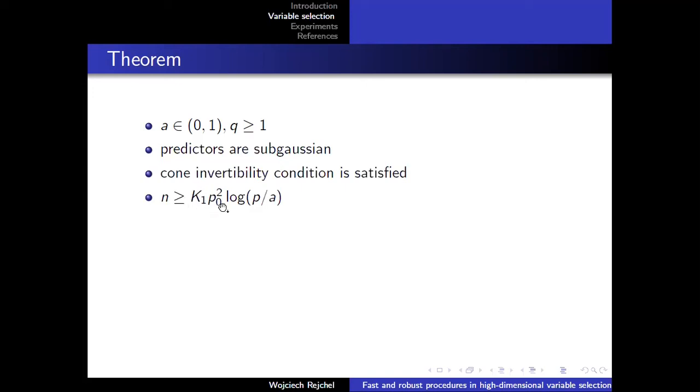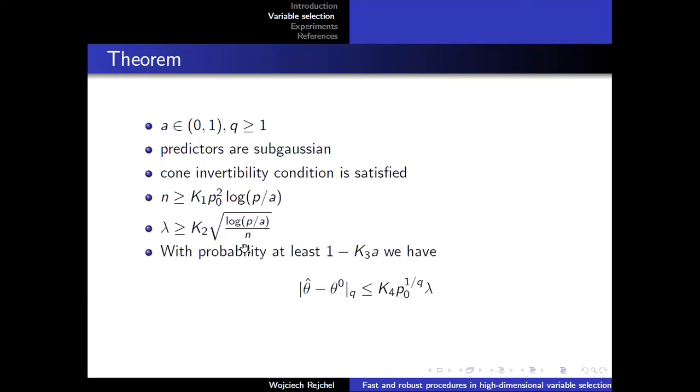P0 is the number of relevant predictors in your model. So you've got here P0 squared, and here you've got the logarithm of P divided by A. Then your tuning parameter in the Lasso penalty has to be large enough, and as usual it is like the square root of log P by N.